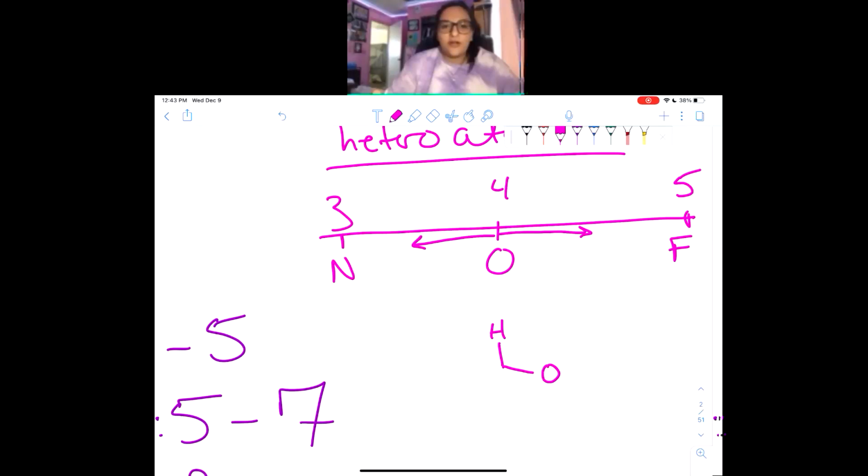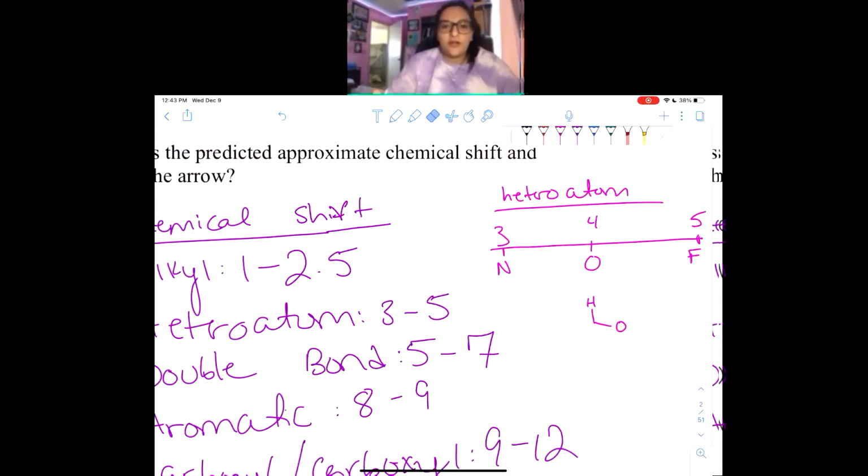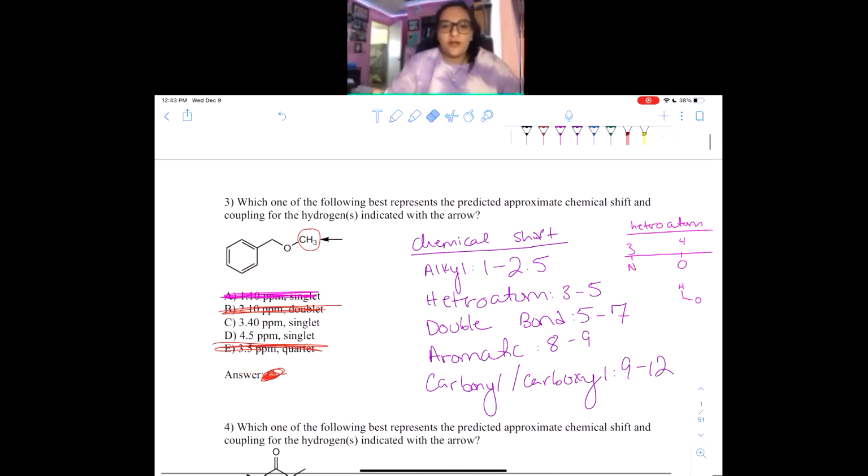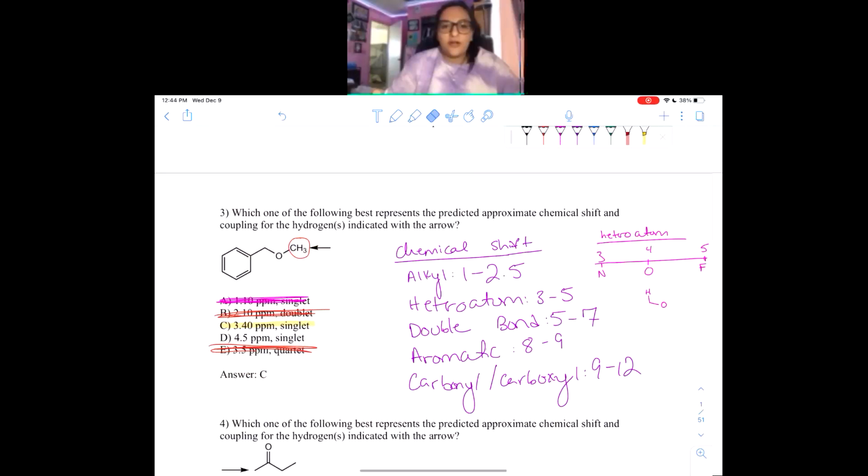Lower, exactly, because it's not directly attached, so it's going to be less deshielded. Perfect. So we are going to say that the 3.4 answer is correct, and we would be right.